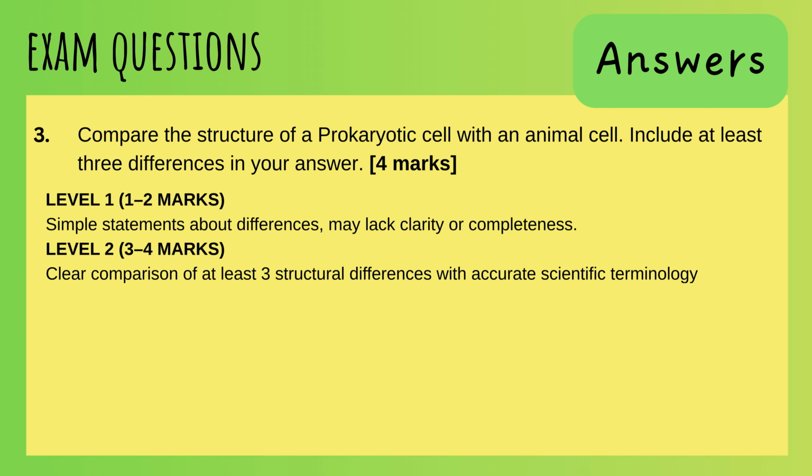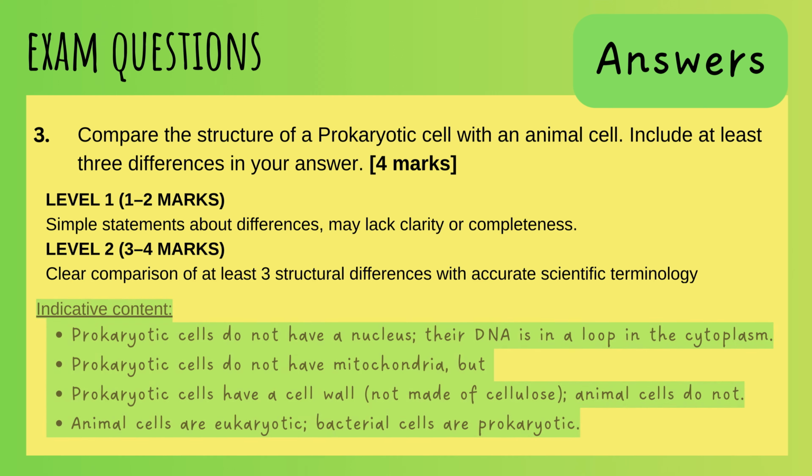So to answer, you should say something like, but not necessarily exactly the same as: prokaryotic cells do not have a nucleus. Prokaryotic cells do not have mitochondria. Prokaryotic cells have a cell wall, but animal cells do not. Animal cells are eukaryotic. Bacterial cells are prokaryotic.